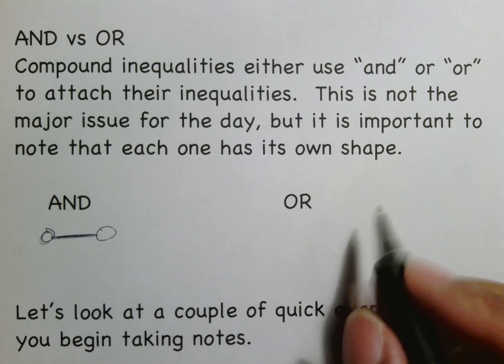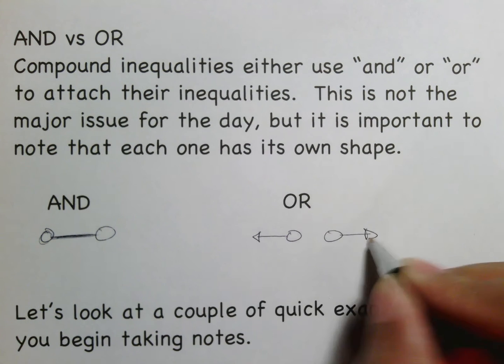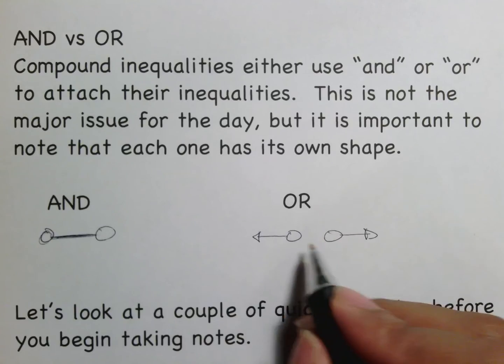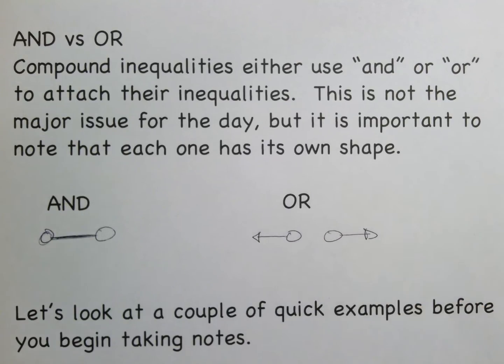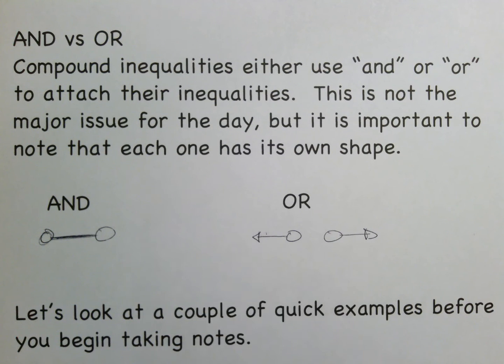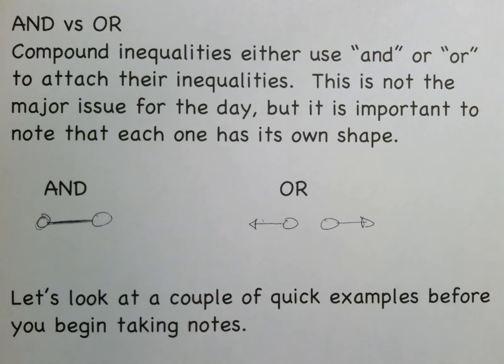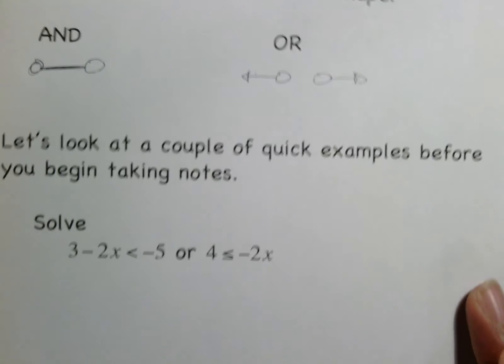Looks like a dumbbell. Or it's going to look like this, to where it's going to be no portion in the middle, but it's going to be two parts on both sides. And of course in algebra there are situations where it doesn't look exactly like that, but the majority of your ands are going to look like this right now. The majority of your ors are going to look like this. Again, one of them is going to shade in the middle, the other one is going to shade on the outside. So quick examples before you begin.